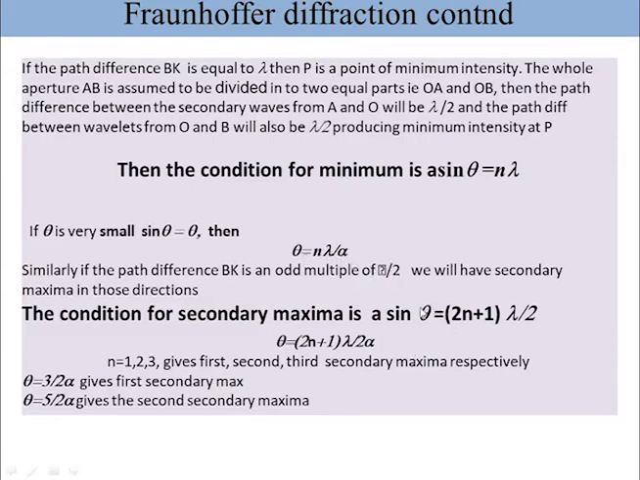Similarly, if the path difference is an odd integral multiple of lambda by 2, what happens? We have a central maxima already at the center, so I'm going to name this a secondary maxima, and it is a sine theta equal to 2n plus 1 lambda by 2. Then theta becomes 2n plus 1 lambda by 2a. If you give n equal to 1, 2, 3, you will get first, second, third secondary maxima, and the intensity of these maxima goes on decreasing as the order n goes on increasing.